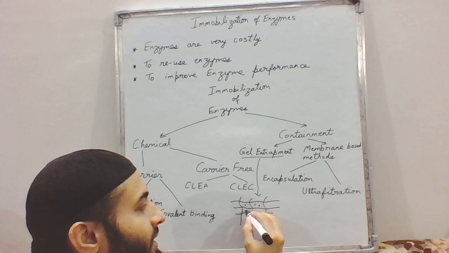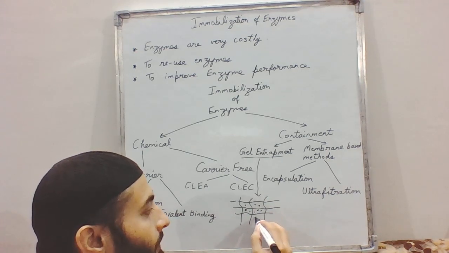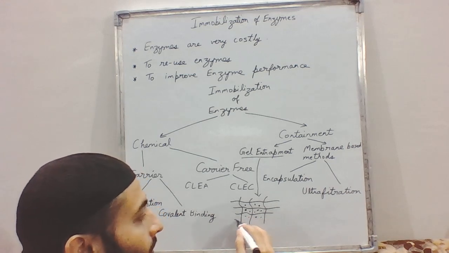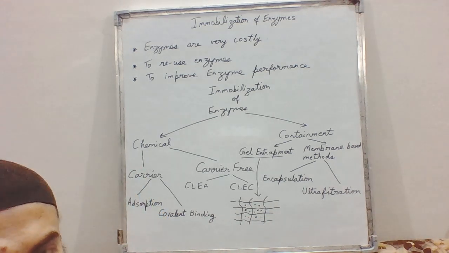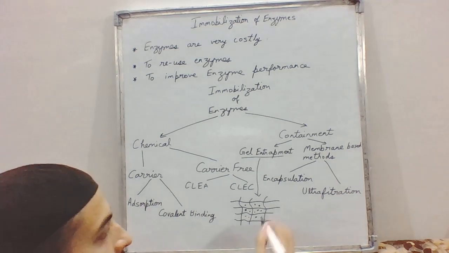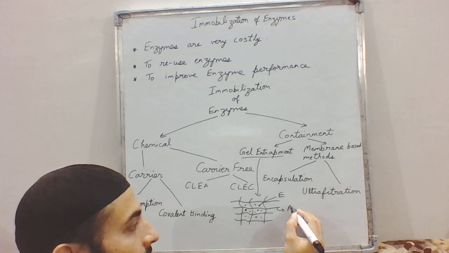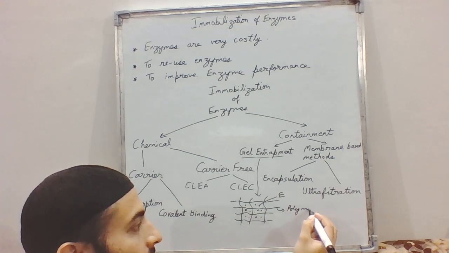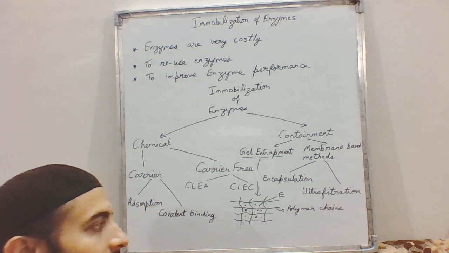So our enzyme gets entrapped into it. So it will be a 3D structure, and our enzyme molecules will get entrapped into the polymer fibers. Polymer chains or polymer fibers. Okay.